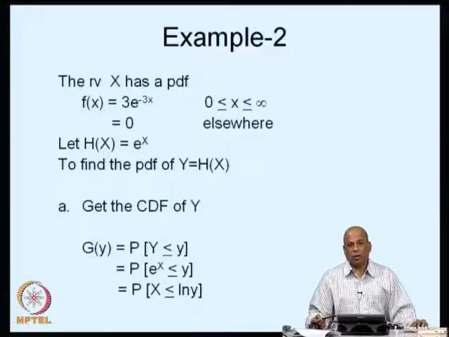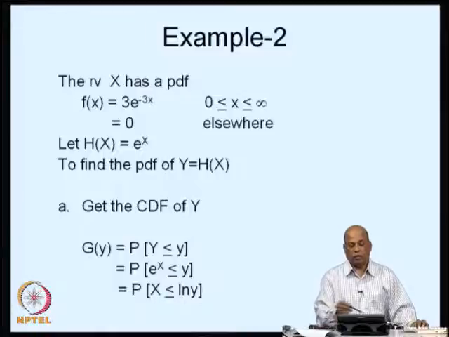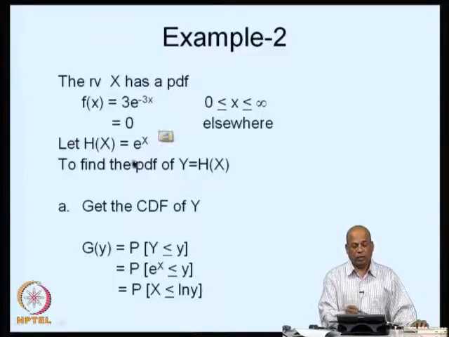Let us take another small simple example. This is in fact the exponential distribution, lambda e to the power minus lambda x, which we will introduce later on. So, we take f of x is equal to 3 e to the power minus 3x, where x is greater than 0, and we take h of x is equal to e to the power x.